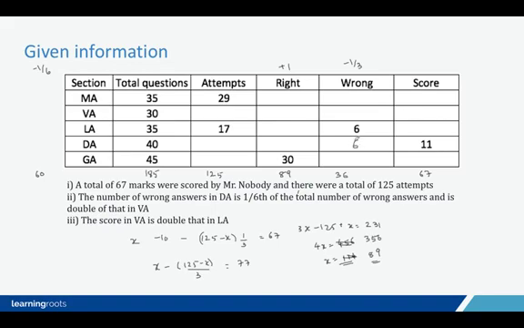So in BA, essentially he got half of these wrong. So he will get 3 wrong in BA. Got it? So basically 6 wrong in DA and 3 wrong in BA. Now we know that as soon as we figure out one entry out of right, wrong and unattempted, you will be able to figure out the other entries as well.